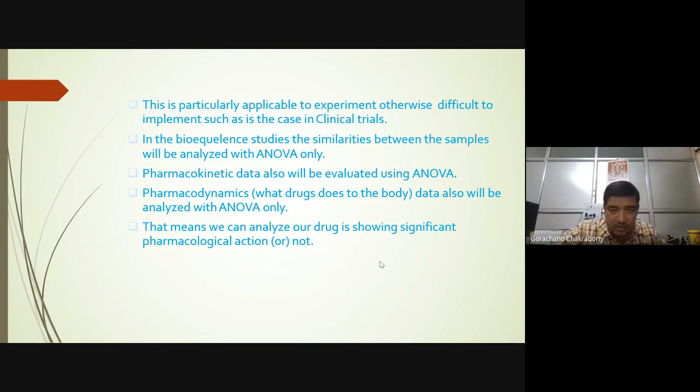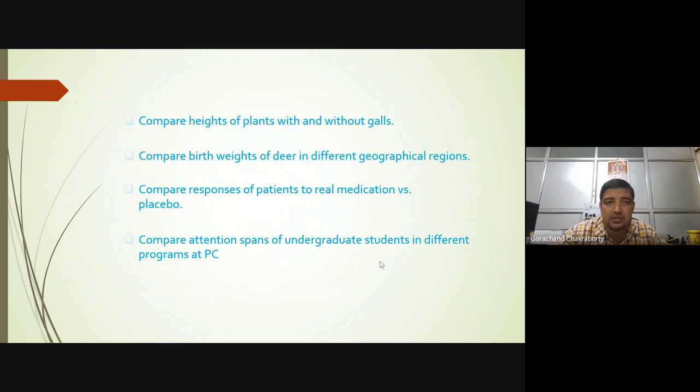So these are some uses we have given. That means we can analyze whether our drug is showing significant pharmacological action or not. That we can analyze by ANOVA. Also, we can compare heights of plants with and without balls, and compare birth weights of deer in different geographical regions. Compare response of patients to real medication versus placebo. Compare attention spans of undergraduate students in different programs. So these are the uses.